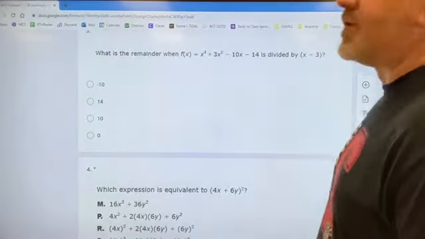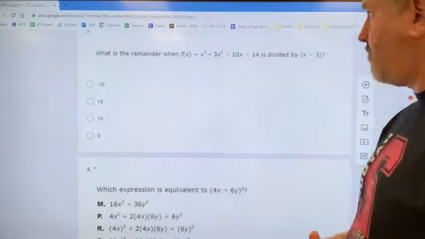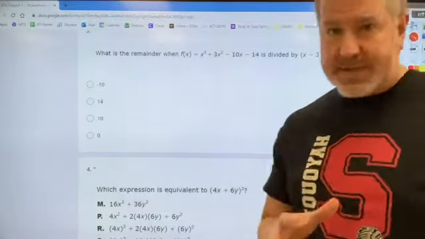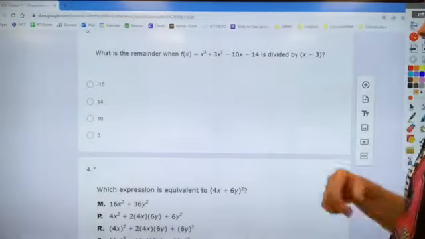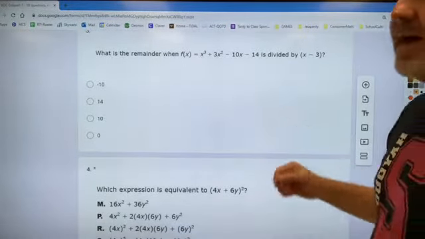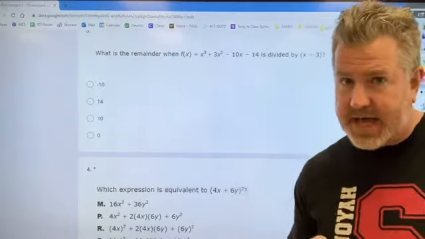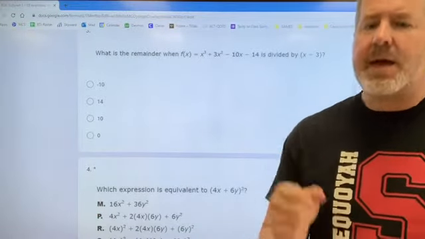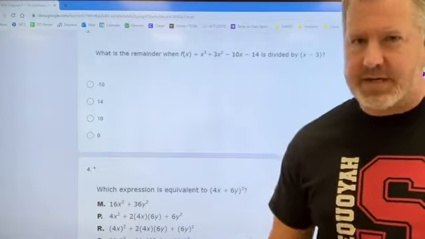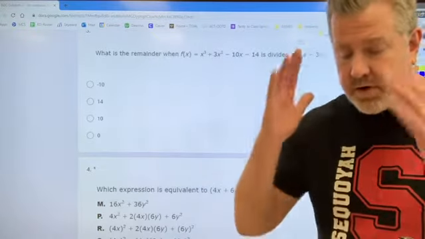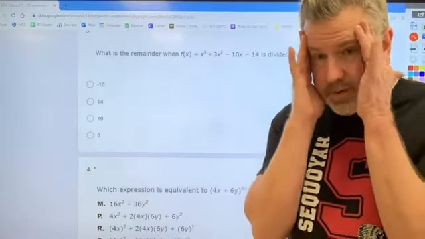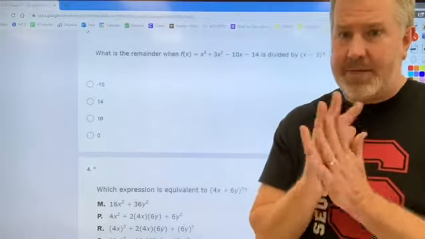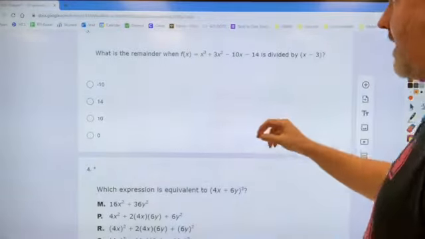What is the remainder when x to the third plus 3x squared minus 10x minus 14 is divided by x minus 3? Now, you may recognize this as polynomial division. Hopefully you did, in which case you should think synthetic division. Now, this is something that you're going to have to put in your head as we approach the EOC. It's got to be in there because there's definitely going to be one of these kind of problems on here.